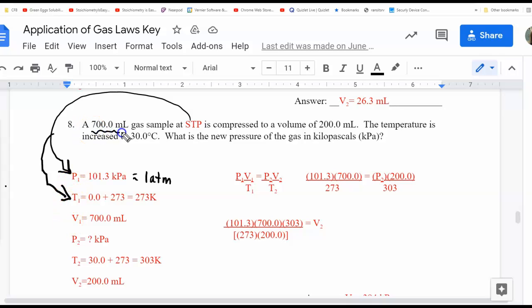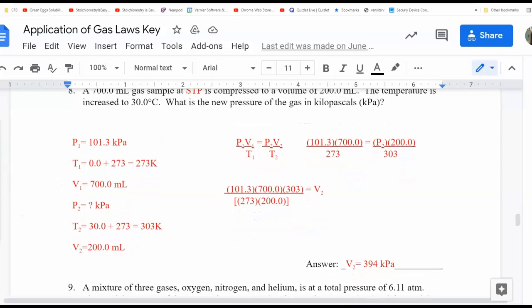So that terminology is what you needed to be able to fill in P1 and T1. V1 was given to you in the problem. And then you were told V2 and the new temperature, which was 30 degrees Celsius, which had to be changed to Kelvin. And then we solved for the pressure 2, which was then in kPa as long as we used 101. So there is your mathematics, and it should lead you to be able to solve for the correct answer, which came out to 394 after you rounded it correctly.